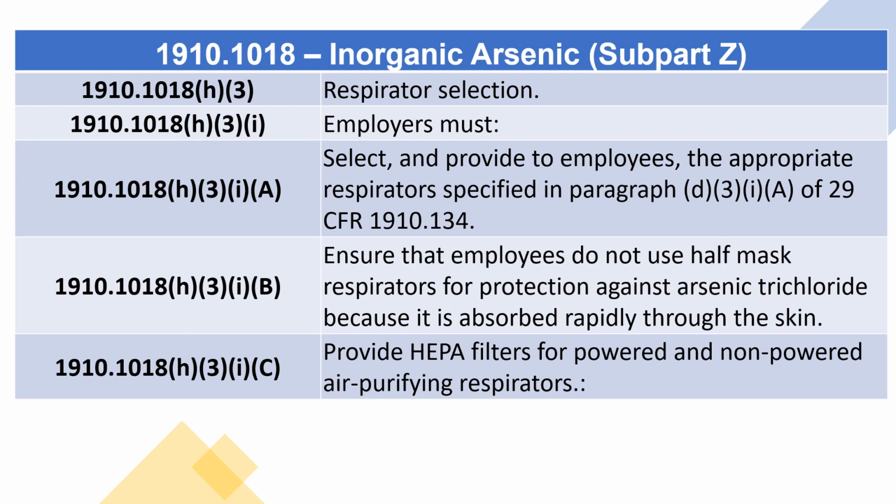1910.1018 H3. Respirator selection. 1910.1018 H3 1. Employers must 1910.1018 H3 1-A through 1910.1018 H3 1-C select and provide to employees the appropriate respirators specified in paragraph D3 1-A of 29 CFR 1910.134. Ensure that employees do not use half-mask respirators for protection against arsenic trichloride because it is absorbed rapidly through the skin. Provide HEPA filters for powered and non-powered air purifying respirators.